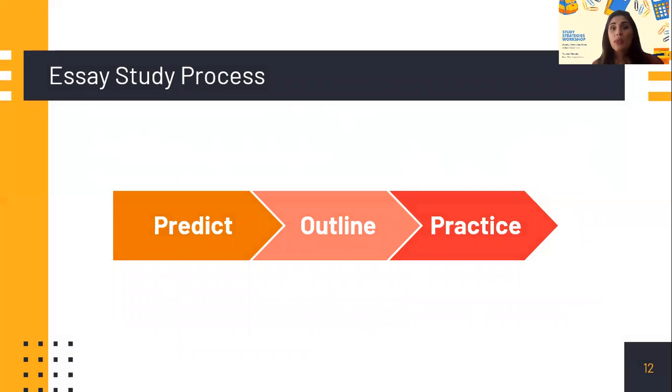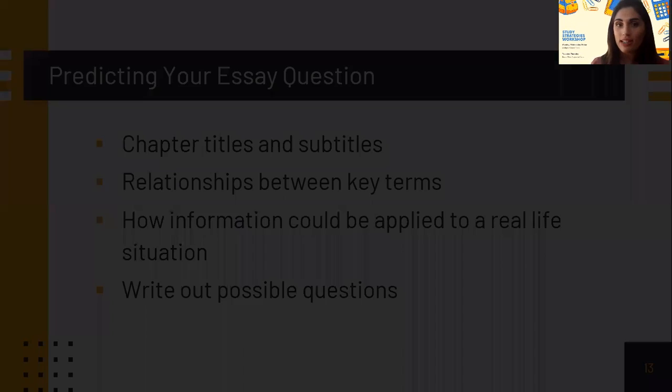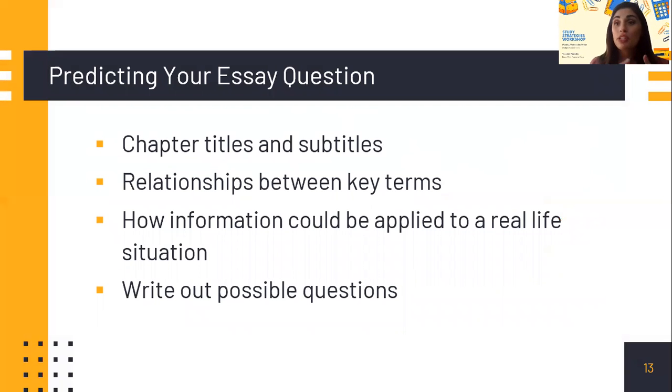And so there's really a 3-step process for studying for an essay or preparing to write an essay or taking a free response test. And that is to predict, to outline, and then to practice. So predicting, that's the first step. That means predicting your essay question.